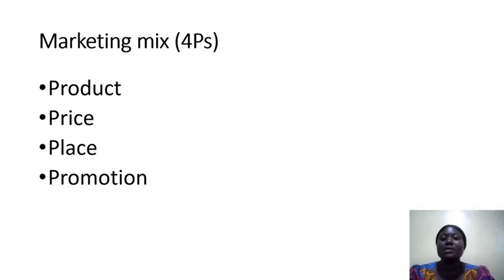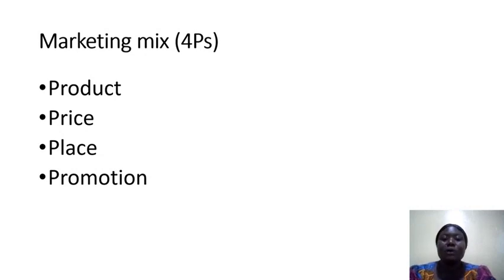The place involves the distribution of the product. How are we distributing the product to the target market? That is what the place simply means. Are we going to transport it? How are we distributing it through sales channels? Or how are we going to carry the product to the consumers? Is it through online, through dispatch riders, or a physical shop?